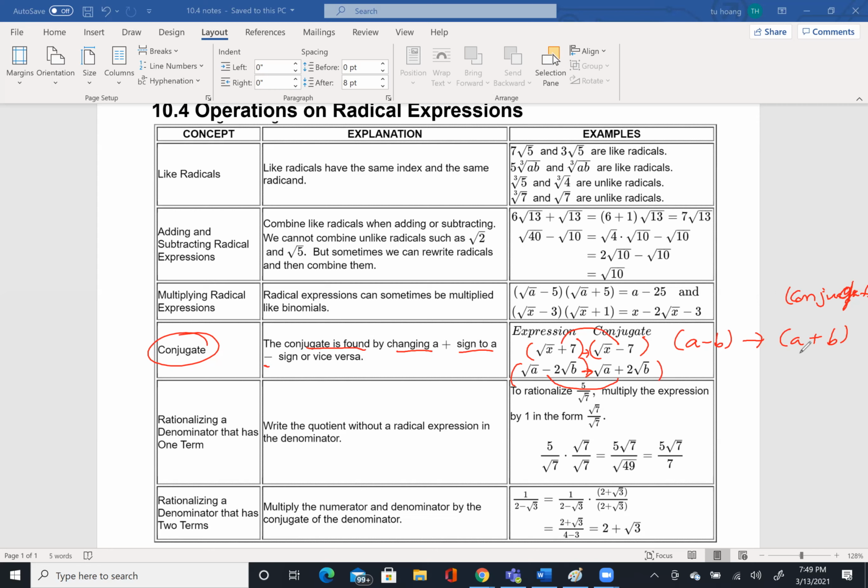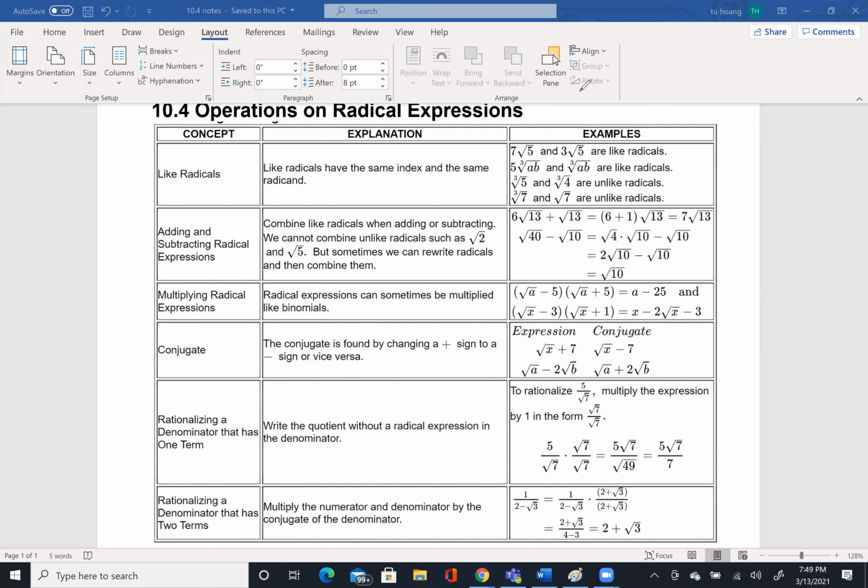What about if I say, hey, what is the conjugate of a plus b? You can go back to this. It's going to be a minus b. Similarly, what is the conjugate of square root of a plus 2 square root of b? It is square root of a minus 2 square root of b. Okay. Just keep that in mind.